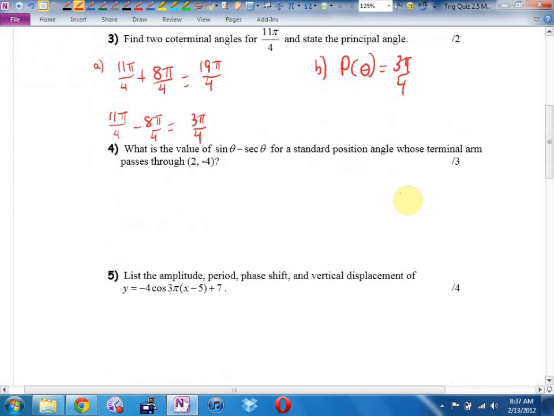Number 4, curveball. A little. They told me in number 4 that x equals 2, that y equals negative 4. I should be able to find out what r is. Well, r is going to be the square root of x squared plus y squared. It's going to be the square root of 16 plus 4. I think r ends up being root 20, or 2 root 5.